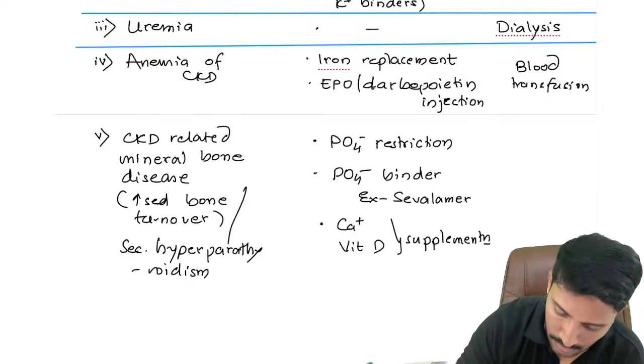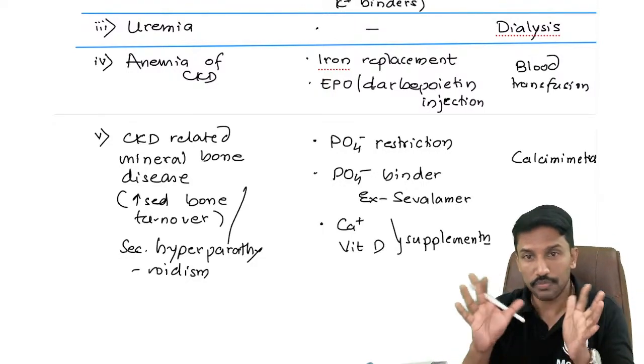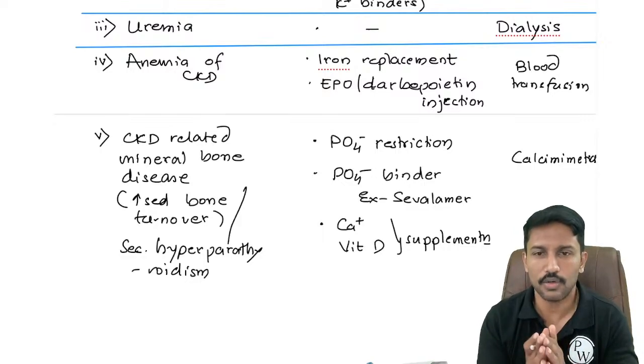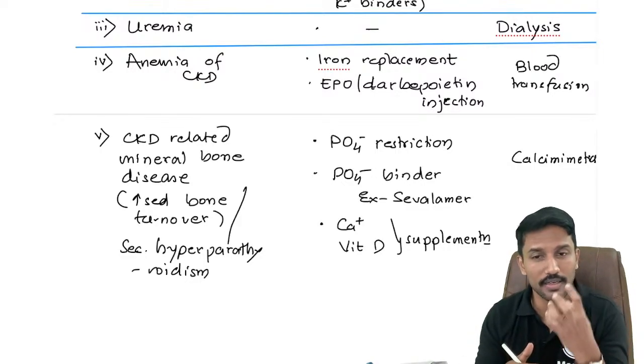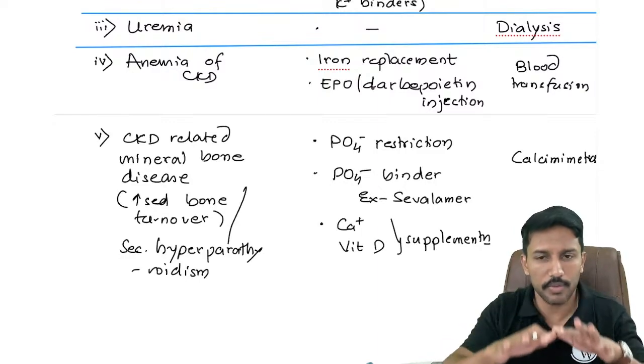If that doesn't work, I can think of something called calcimimetics. How do these calcimimetics work? They are substances which act like calcium. They don't do the function of calcium, but on the parathyroid gland, they behave like calcium. So the parathyroid gland gets confused that, oh, there is so much calcium, I should not produce more parathormone, and we will be able to suppress it.